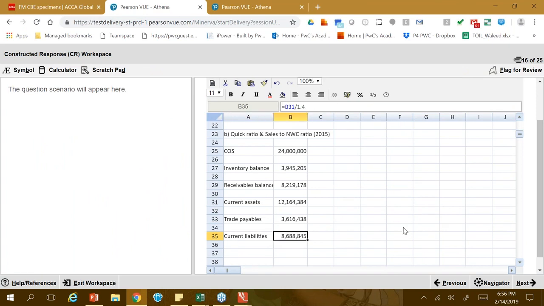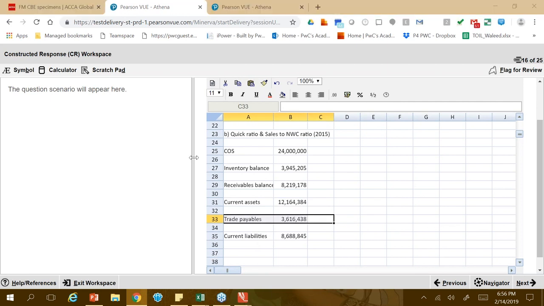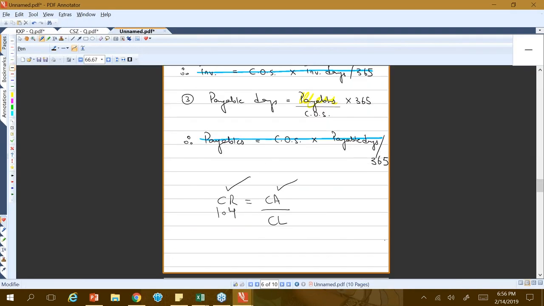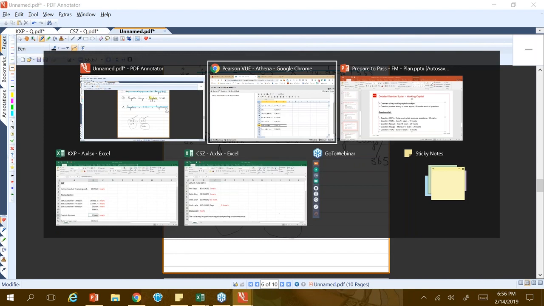Okay, so I've got my current assets and my current liabilities now. Any questions at this point? This was a tricky part in this question. Remember, inventory balance we could have found, receivables balance we could have found, we can find the current assets. We can find the trade payables as well, although it wasn't needed. Why wasn't it needed? Because I already had the current ratio given to me, which was 1.4, and I know that current ratio is current assets over current liabilities. So if I have a current ratio of 1.4 and my current assets calculated, I can just rearrange this to find the current liabilities. That's what I've done. I've said current liabilities is equal to current assets over 1.4.